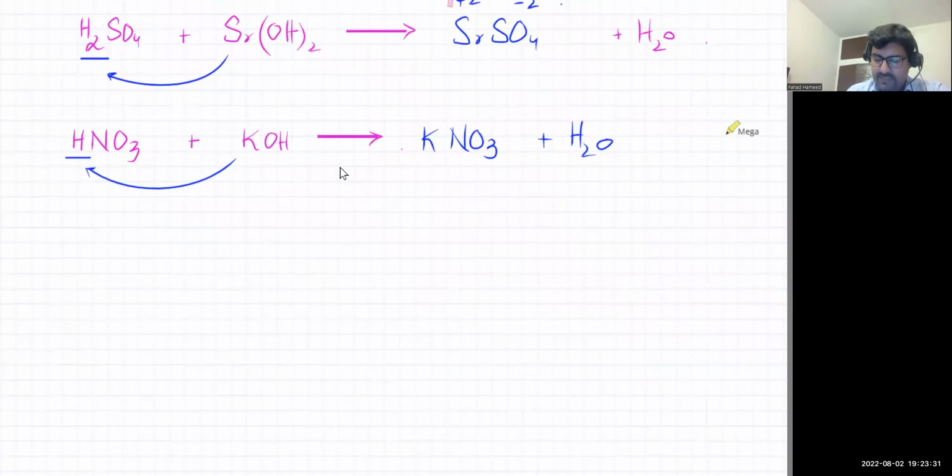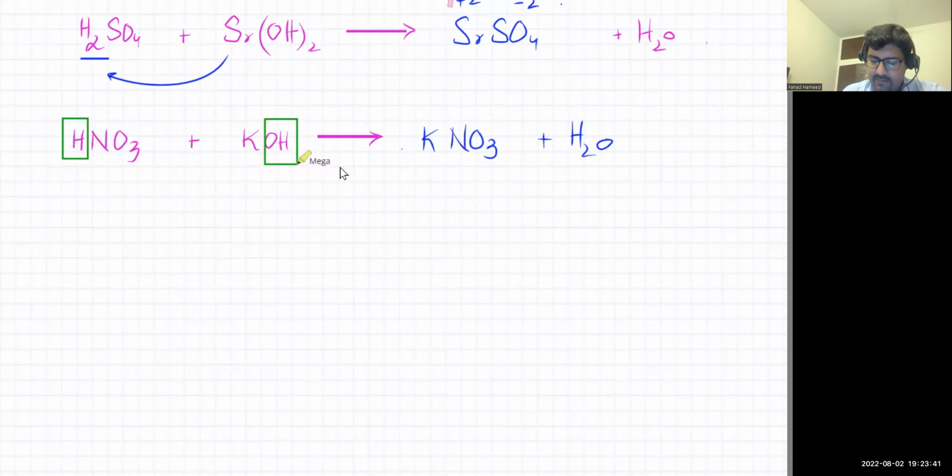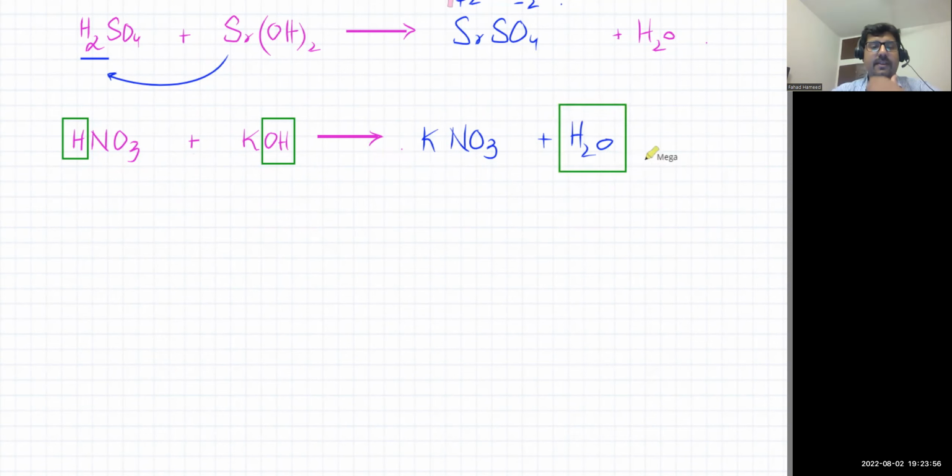If you look at it another way, what you can also think is that the acid had H plus 1 and the base had OH minus 1. The two combined together and they ended up forming water. And whatever is left behind is your salt. So K and NO3 were just left behind, and that's basically your salt. So you can think of it that way as well.